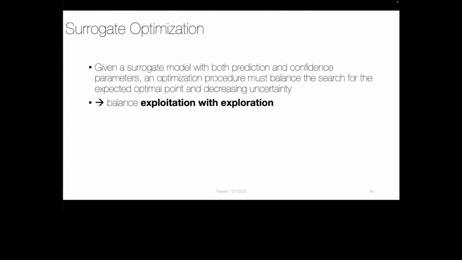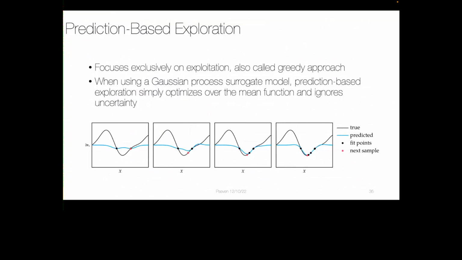So surrogate-based optimization is a way to balance exploitation versus exploration, and I will give you some hints about it. If you have a prediction-based exploration, you focus only on exploitation, and that's called the greedy approach, right? And here you simply optimize over the mean function, and you ignore uncertainties. So in red here you have the next point predicted.